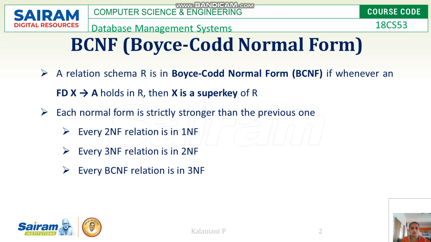Each normal form is strictly stronger than the previous one. Already we have seen that every 2NF relation is in 1NF, every 3NF relation is in 2NF, every BCNF relation is in 3NF. Like this we can go on: every 4NF relation is in BCNF, and so on.